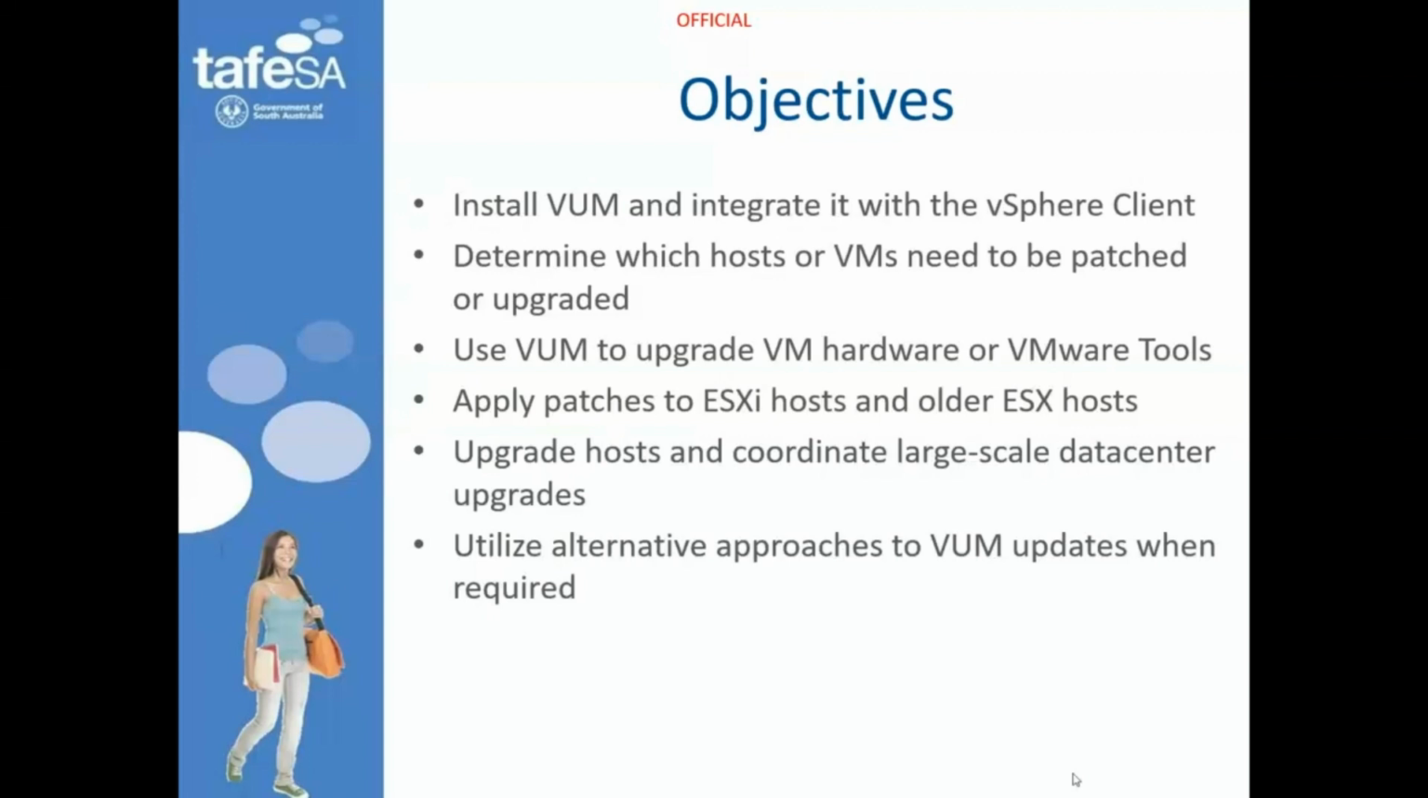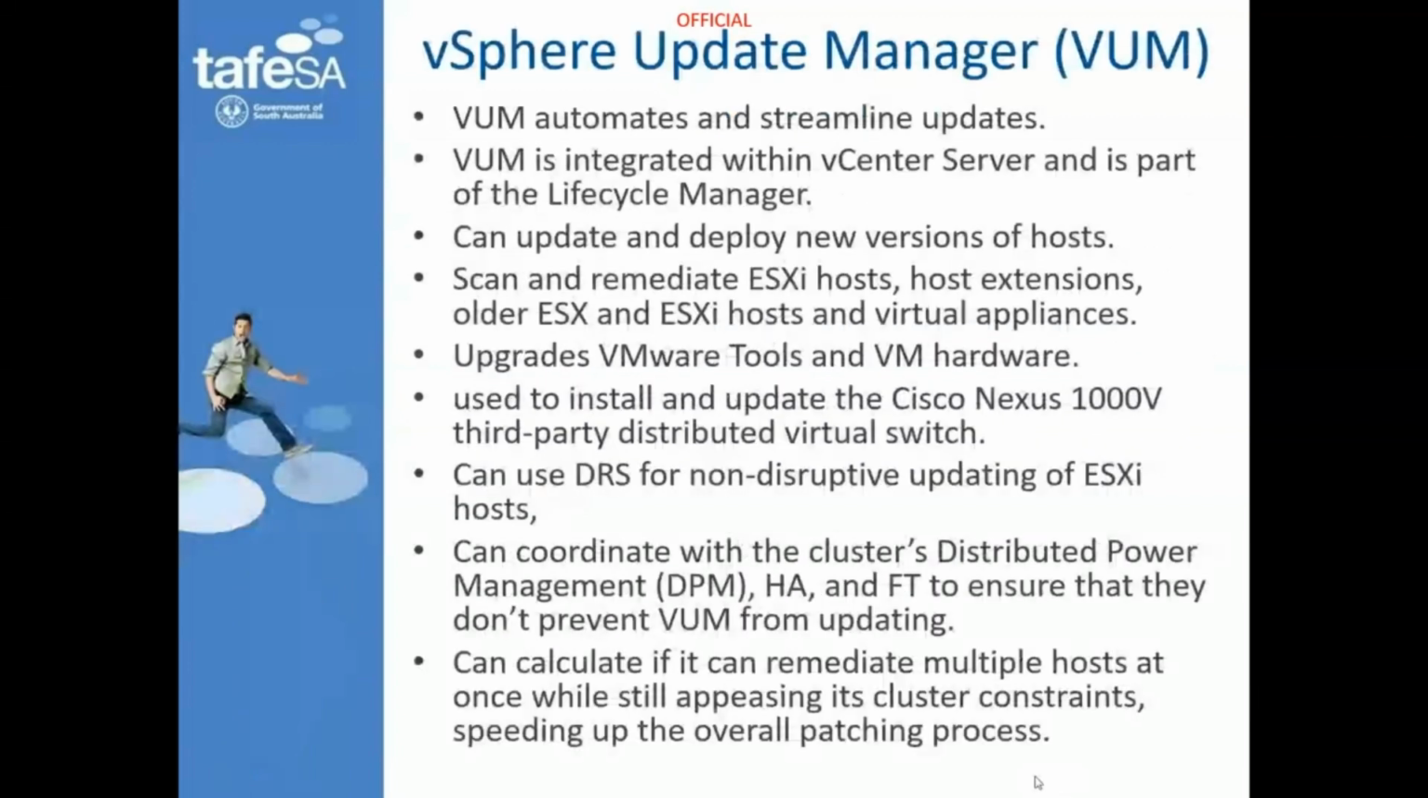We can also look at what we could do to the hosts if we don't have one. In some circumstances, what if you just had ESXi by itself? You could still need upgrades, right? So today we're going to look at VUM, vSphere Update Manager, which automates and streamlines the updates. It's integrated as part of the vCenter server, so we already use the vCenter, and it's part of the lifecycle manager. When we're talking about lifecycle manager, it's the lifecycle of the host. It can update and deploy new versions of the host, for example, complete new versions like 7.0 to 8 point something.